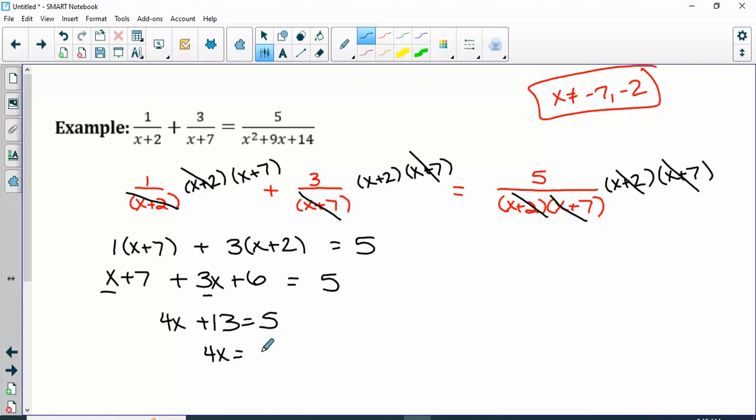So if I subtract my 13 and divide, I get x equals -2. But at the very beginning, we already said x could not be -7 or -2 because they both make the bottom zero. So my final answer is no solution. You have to do the first part. Okay, why don't you guys take a second and try the next example.